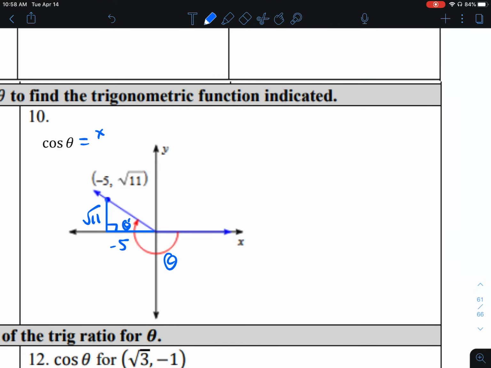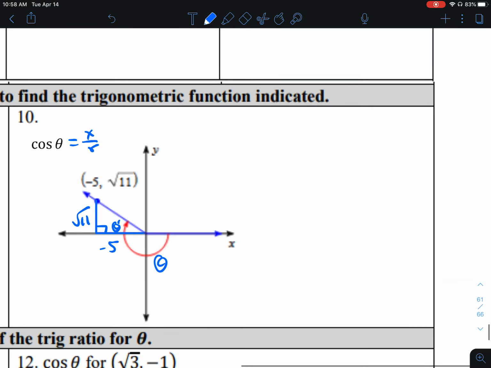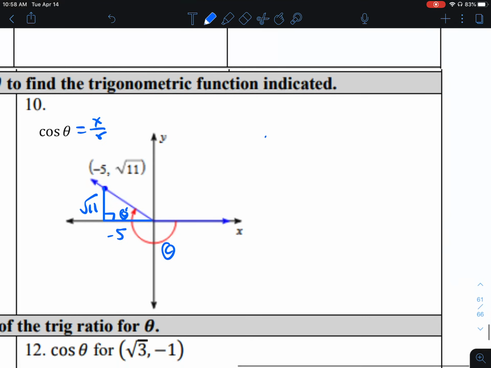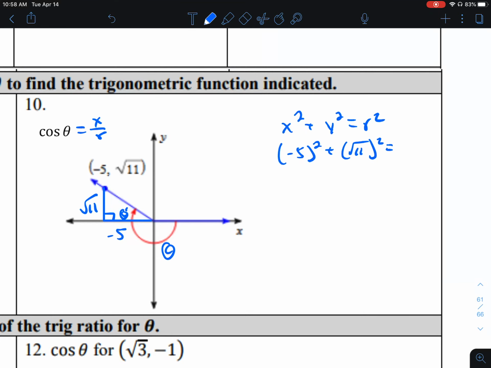Cosine of theta is x over r, adjacent leg over hypotenuse. We don't know what the hypotenuse is. This is not a special triangle. It's not a Pythagorean triple, I should say. So we're going to use the Pythagorean theorem. X is negative 5. Y is square root of 11. Don't know what r is.